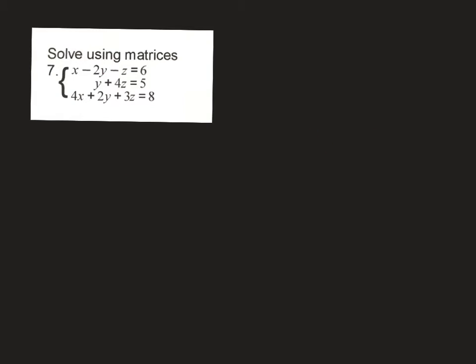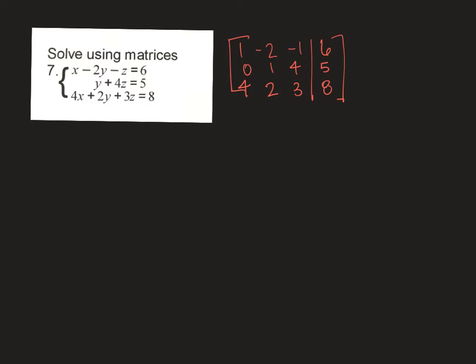Okay, so I'm going to show you how to solve a system of equations using matrices. We do that by using elementary row operations, and basically what we're going to do is we're going to write an augmented matrix. So I'm going to do that first for you. So 1, -2, -1, 6, 0, 1, 4, 5, 4, 2, 3, and 8.